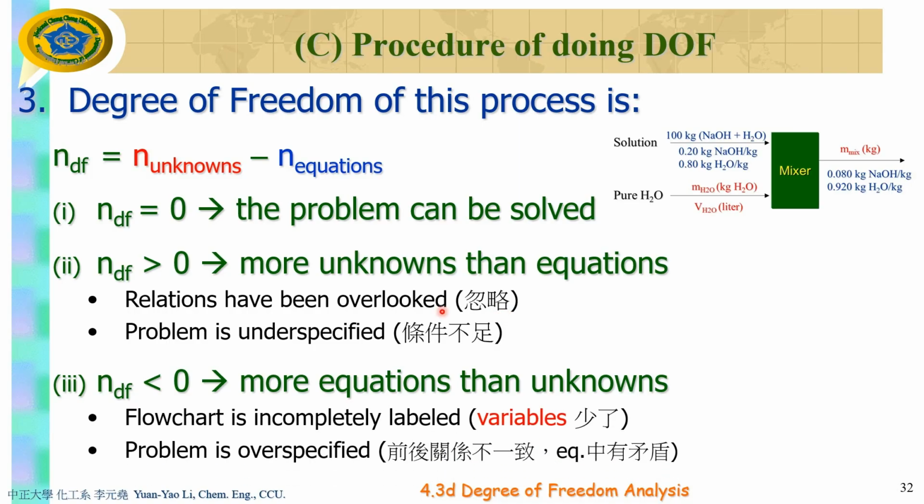Okay? How about if the DOF is smaller than 0? That means there are more equations than unknowns. I just showed you the example, right? You have 3 equations, but you only have 2 unknowns. Why? Because of the 3 equations, there are only 2 independent equations. Whatever. So the flowchart is incompletely labeled. You might have missed some unknowns you didn't mark. This is the first one you need to think about. Or the problem is over-specified. There are some problems in this example. Okay?